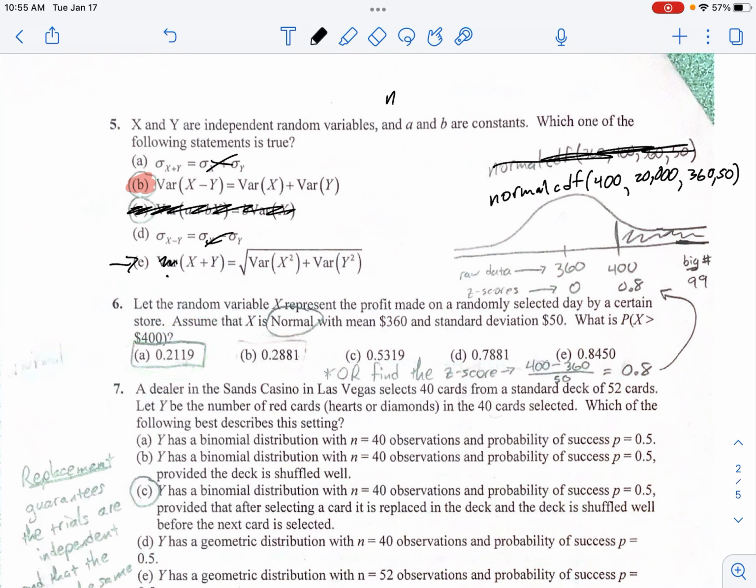Another way to do it would be normal CDF again, but now use this information, the z-score row. So now your lower boundary is 0.8. Your upper boundary, I put 99. There's no data 99 standard deviations away from the mean. And then I don't think you have to put the 0 and the 1, maybe you do, but on this row, the average or the mean is 0, and the standard deviation is 1. So this and this will both spit out the same answer on the calculator.